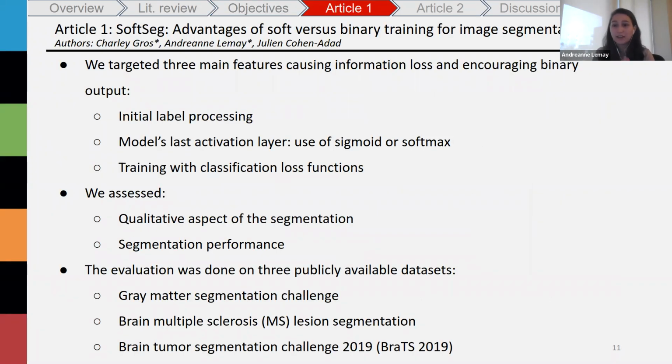So now I'll introduce the first article that I will be presenting. SoftSeg, advantages of soft versus binary training for image segmentation. So we targeted 3 of the main features that we thought were causing some information loss and encouraging the model to output binary labels. And we tried to modify these 3 features so as to create a model that would predict softer outputs. So we assessed the qualitative aspect of the segmentation, and of course, we quantified the segmentation performance. And we did this on 3 publicly available data sets that I will be presenting in a further slide.